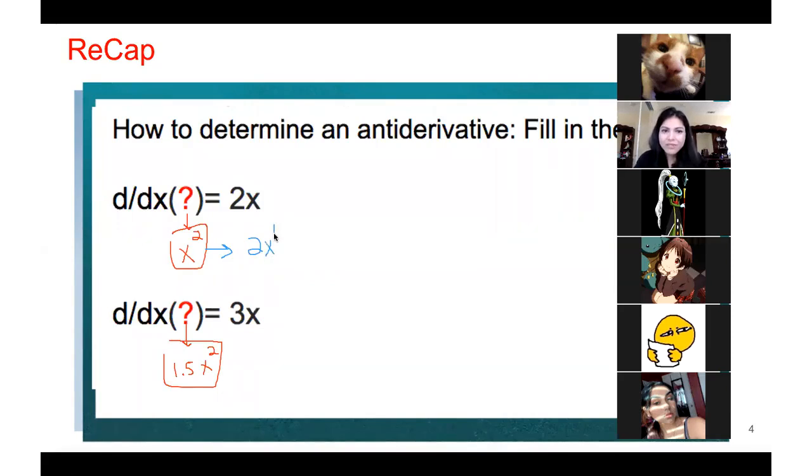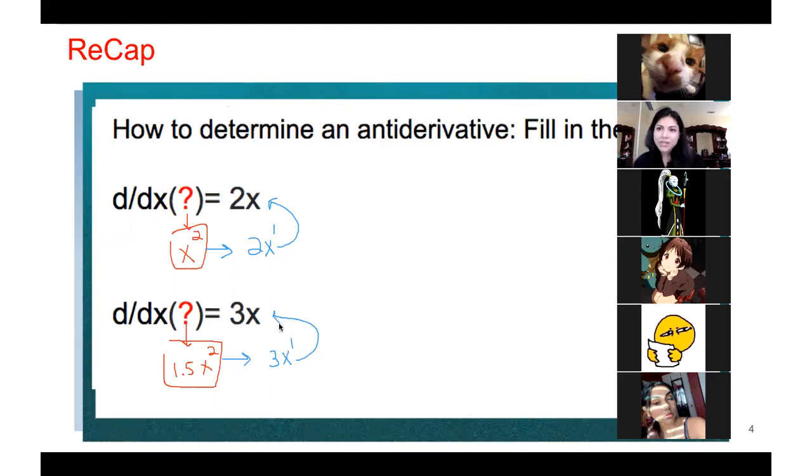You get this, which is of course equivalent to just 2x, so checkmate. This one, when you check it, bring down the 2. 2 times 1.5 is indeed 3. And then 2 minus 1 is just 1, which indeed gets you this.